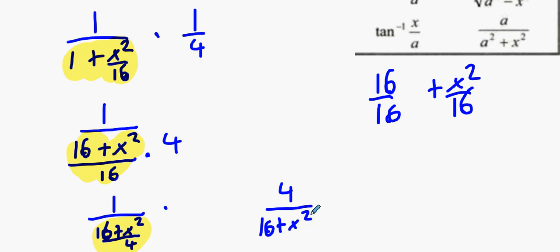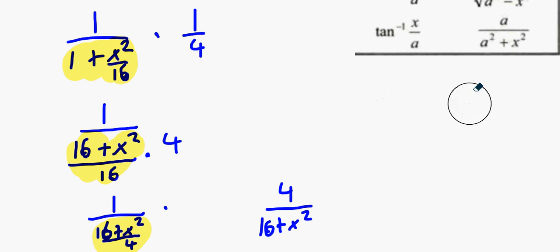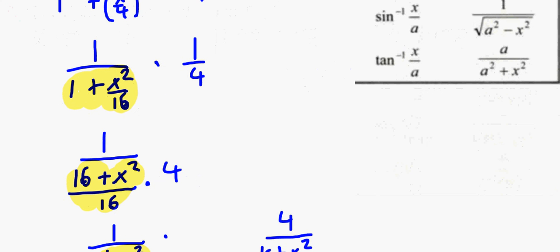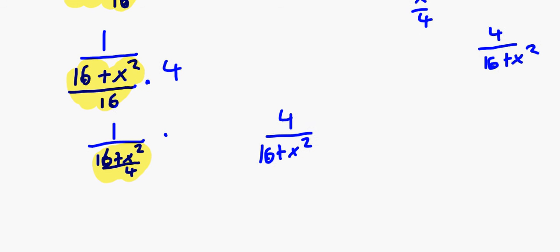Now, an interesting one about this is, okay, what happens if we did it the other way? What was it, it was x over 4, wasn't it? And we just said a equals 4. Would it work? I think in this case, it would. In this case, it would, alright?